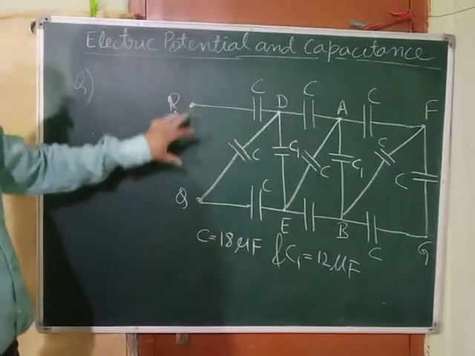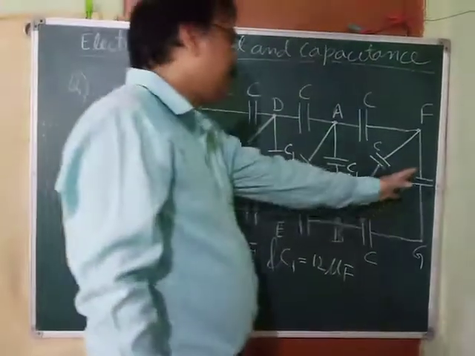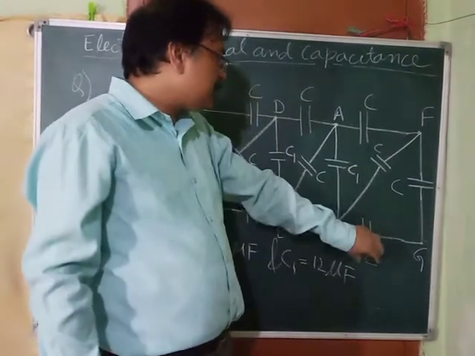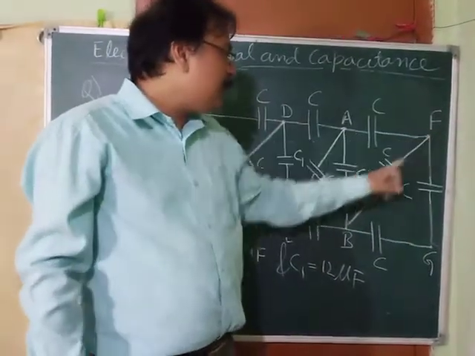We are supposed to find out the equivalent capacitance between points P and Q. So we have to start from this end. Now you see, when you look between points F and B, what happens?